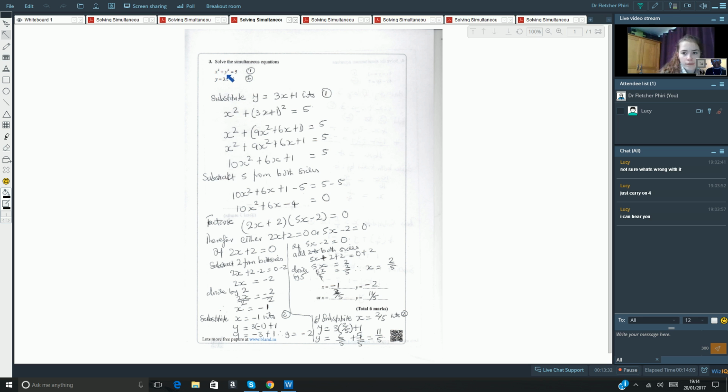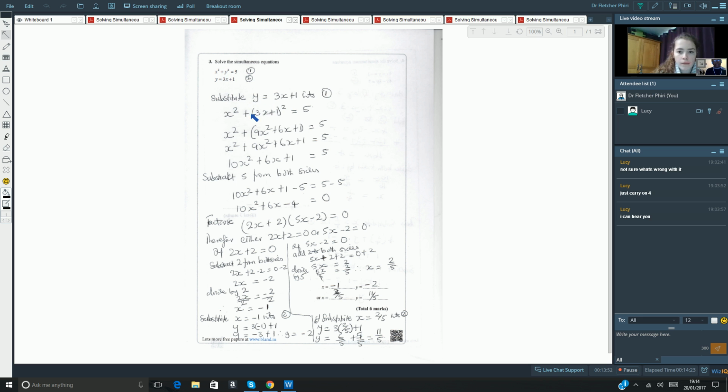So I have x squared. Now, wherever there's y, there's going to be 3x plus 1 because that's what I've been told here. So I have put 3x plus 1, but this y is y squared. So I need to square this. Then it gives me equal to 5.